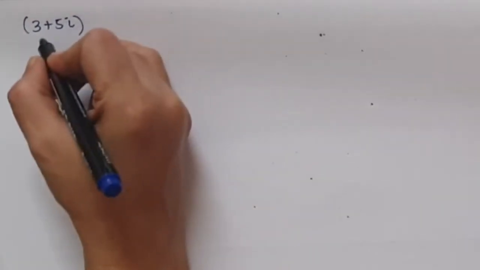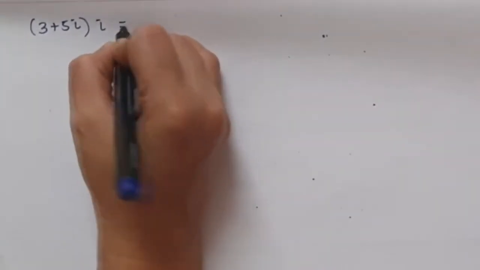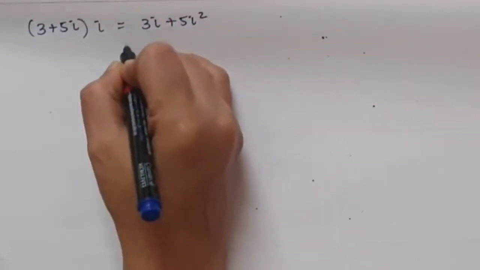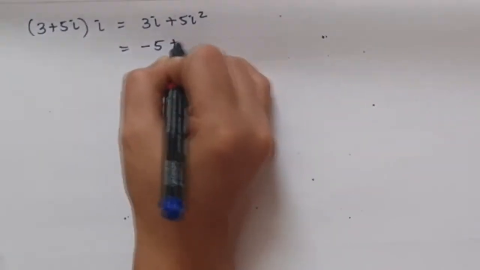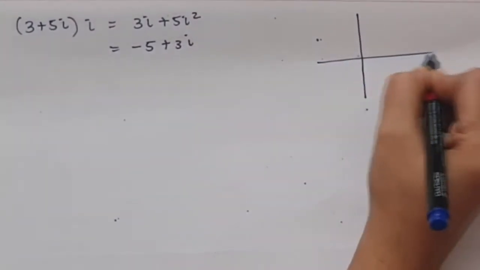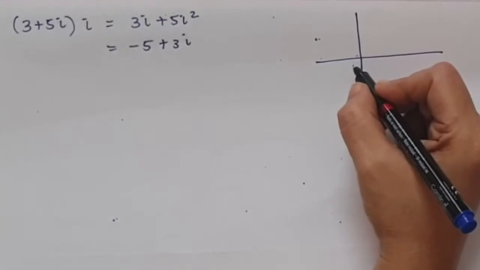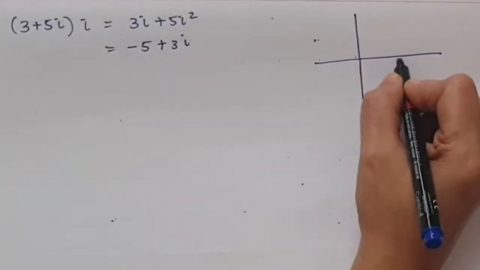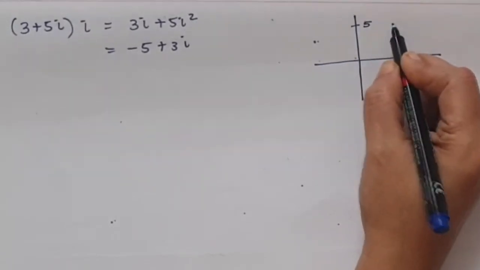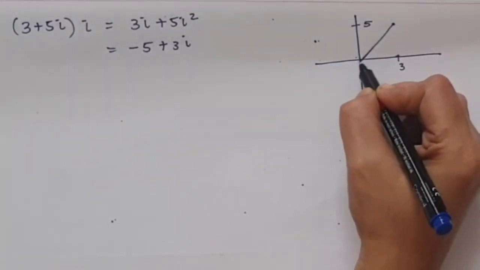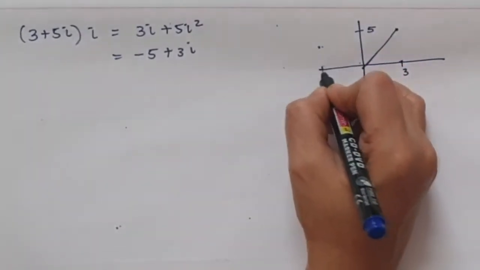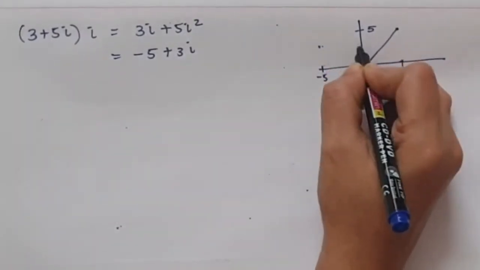Now multiplying by i. 3 plus 5i multiplied by i gives us 3i plus 5i squared. That will be equal to minus 5 plus 3i. If we represent this in an Argand diagram, here it will be a 3 and here it will be a 5. So 3 and 5 over here. Then when you multiply by i, we get minus 5 and 3 over here.